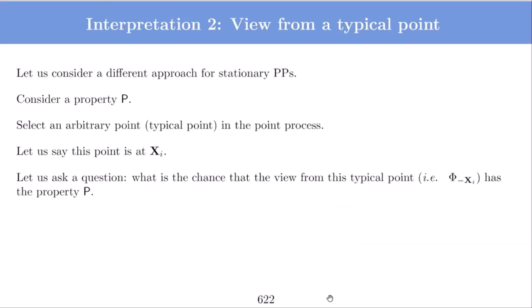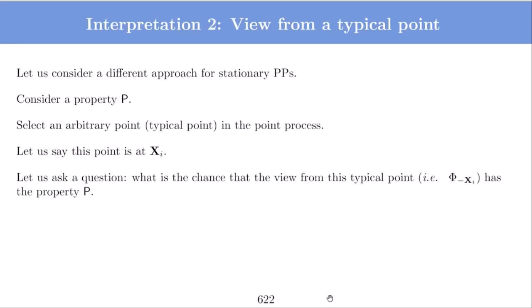In this new interpretation, we talk about the view from a typical point, right? So instead of conditioning on a point, we just pick a random point, and we go to that point and ask whether the view has a particular property. So consider a property P, and select an arbitrary or typical point in the point process, selected without any bias. Let's suppose this point is xi, and then let us ask: what is the chance that the view from this typical point has the property P?